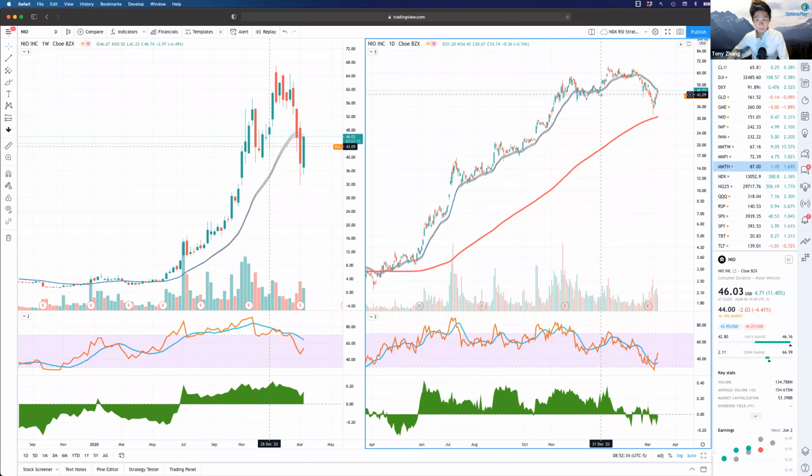NIO is holding up fairly well here for a high beta technology stock. As you can see, this is the $40 level that it's been holding for quite some time since the November election. This has been the support level for this stock. It has really failed to make any real highs since the election. So far, it's holding this level, and the 21-day moving average is also critical here.